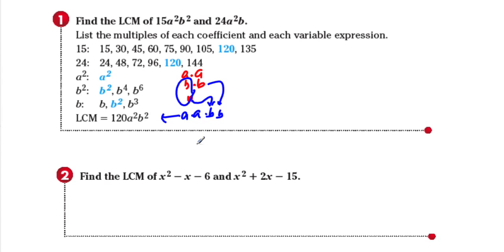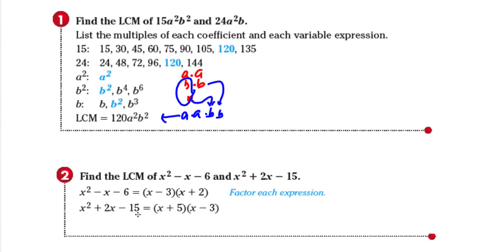We want to find the LCM of two polynomials. Okay? We want to find the LCM of x squared minus x minus 6 and x squared plus 2x minus 15. So going back to our factoring, okay, we have x squared minus x minus 6. Using the x method would be x minus 3 times x plus 2. And x squared plus 2x minus 15 using the x method would be x plus 5 times x minus 3.